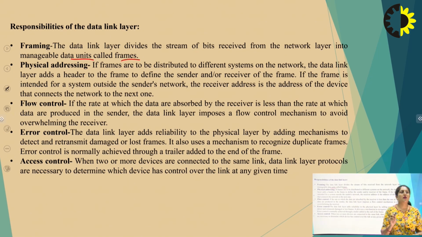It is also used for physical addressing. So what is physical addressing? If the frames are to be distributed to different systems on a network, the data link layer adds a header to the frame to define who is the sender and who is the receiver of the frame. If the frame is intended for a system outside the network, the receiver address is the address of the device that connects the network to the next one. So physical addressing is done.